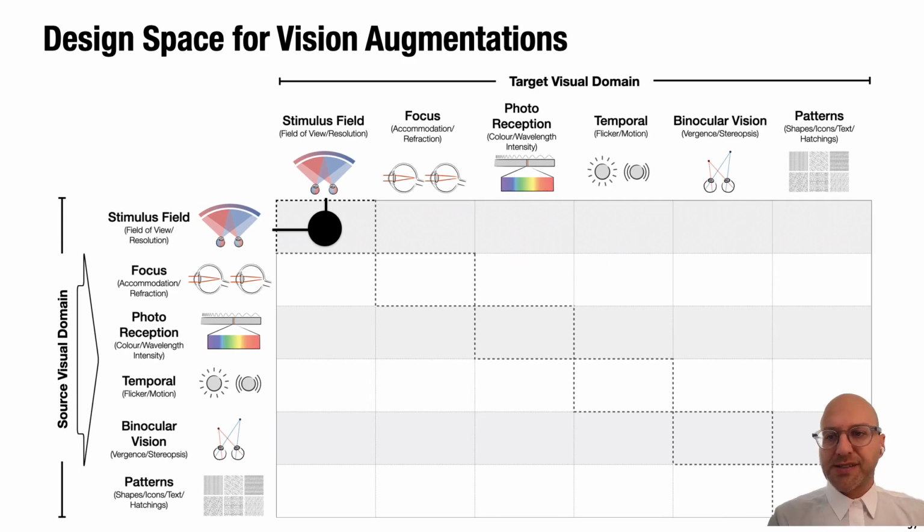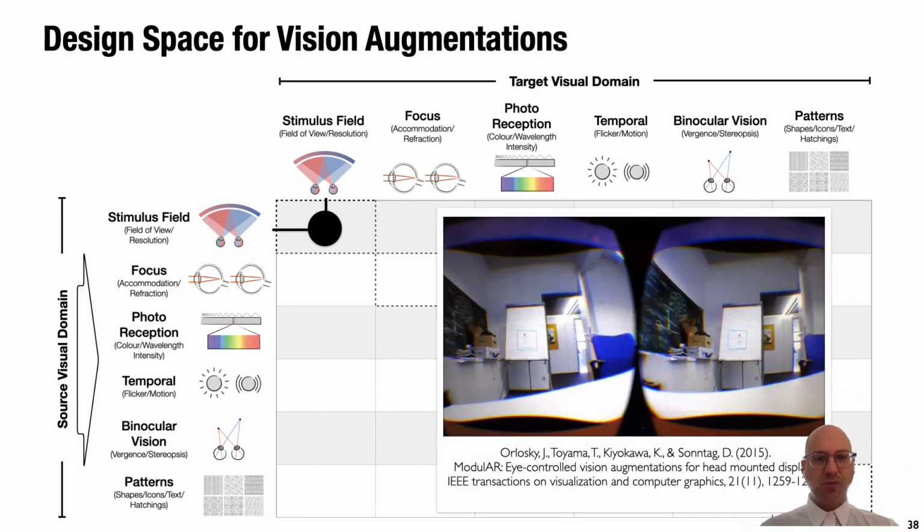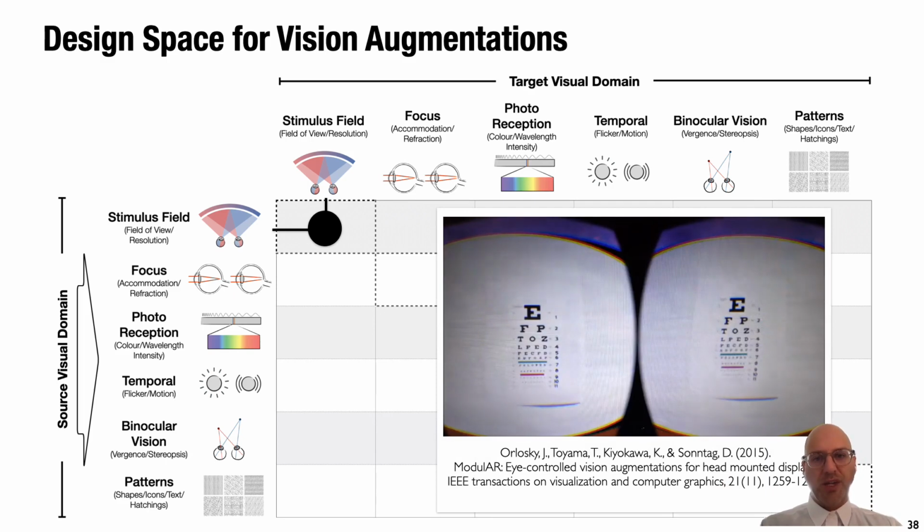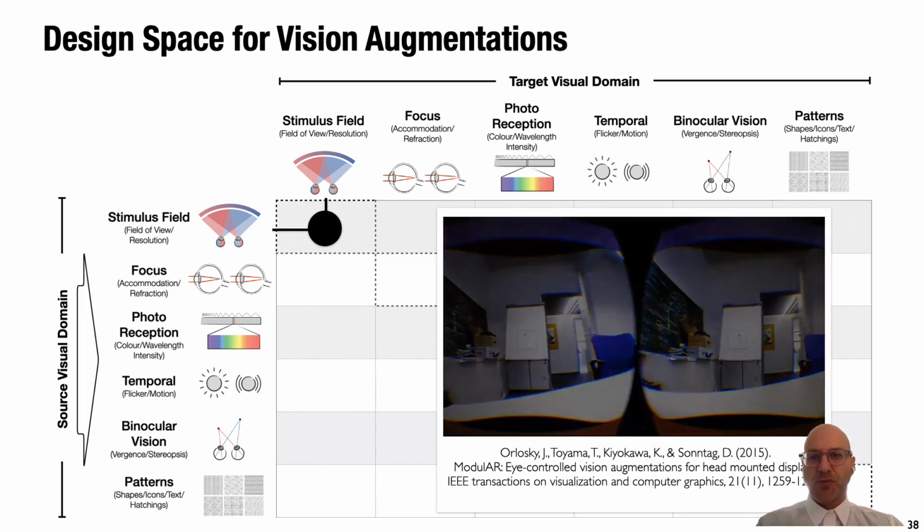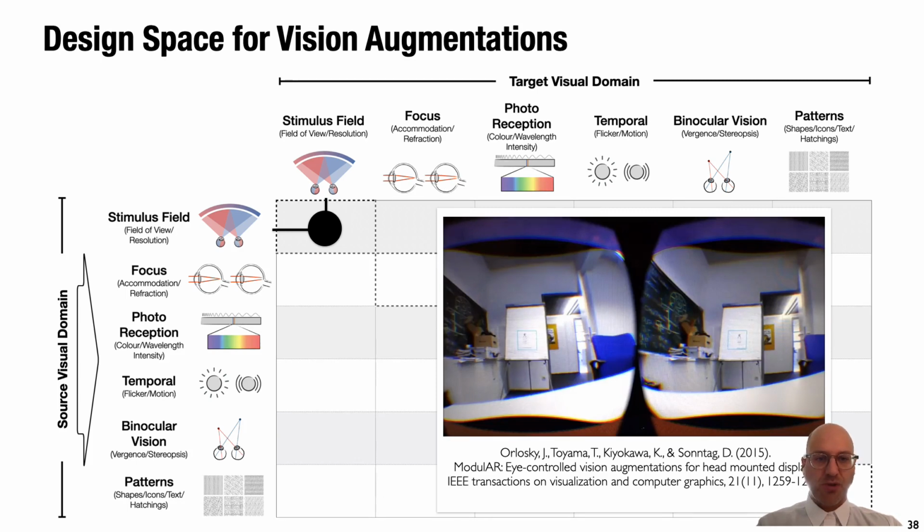So here are a couple of other examples. For example, a modulation of the stimulus field. So how much do we see? This is a work from Jason Orlosky, and similar to the earlier work on addressing low vision, what we could do, for example, with a camera, is focus closer and actually magnify a certain area. So we change just the stimulus field, and it's a modulation.